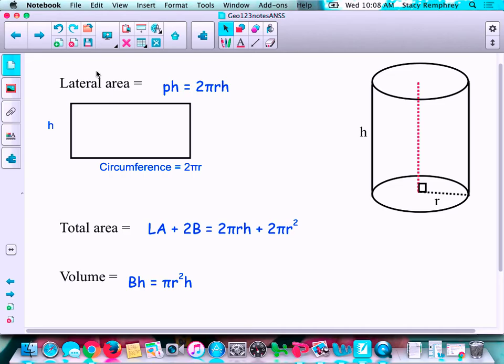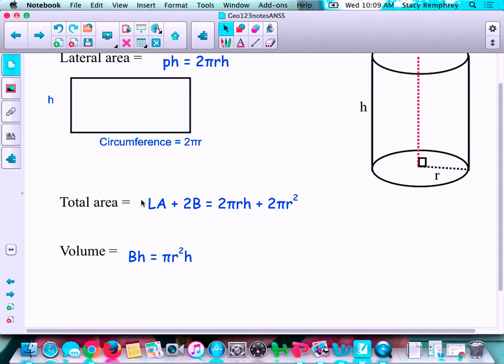Okay, now when we did lateral area for a prism, we did perimeter of the base times the height. Well, the perimeter of the circle is 2 pi r, or the circumference, and you can kind of see here that lateral area is the rectangle that wraps around the circles. So the area of that rectangle would be the height times the circumference. Honestly, I would just remember the prism formula and then use that. But if you're a big fan of memorizing formulas, here you go.